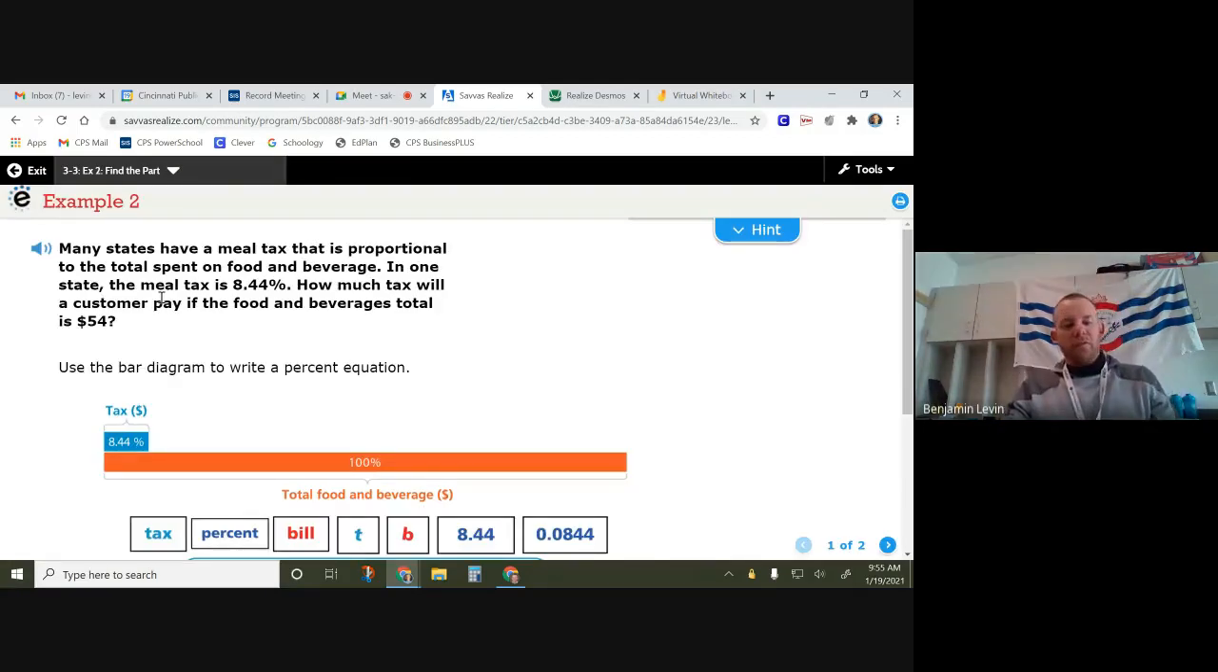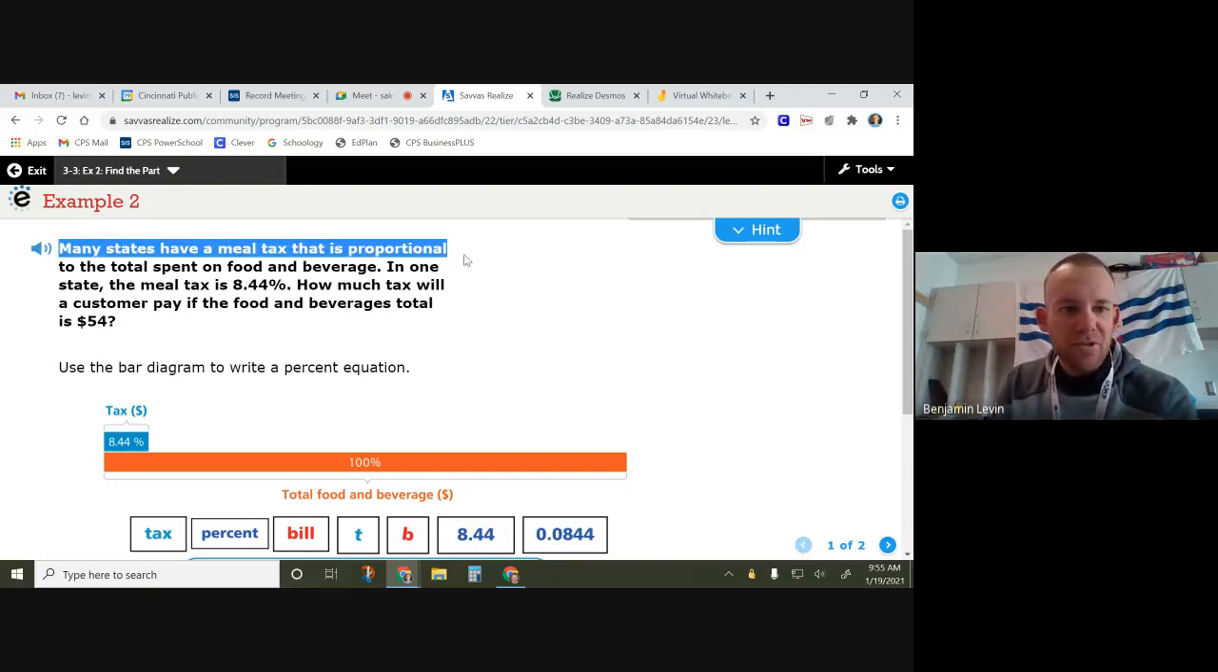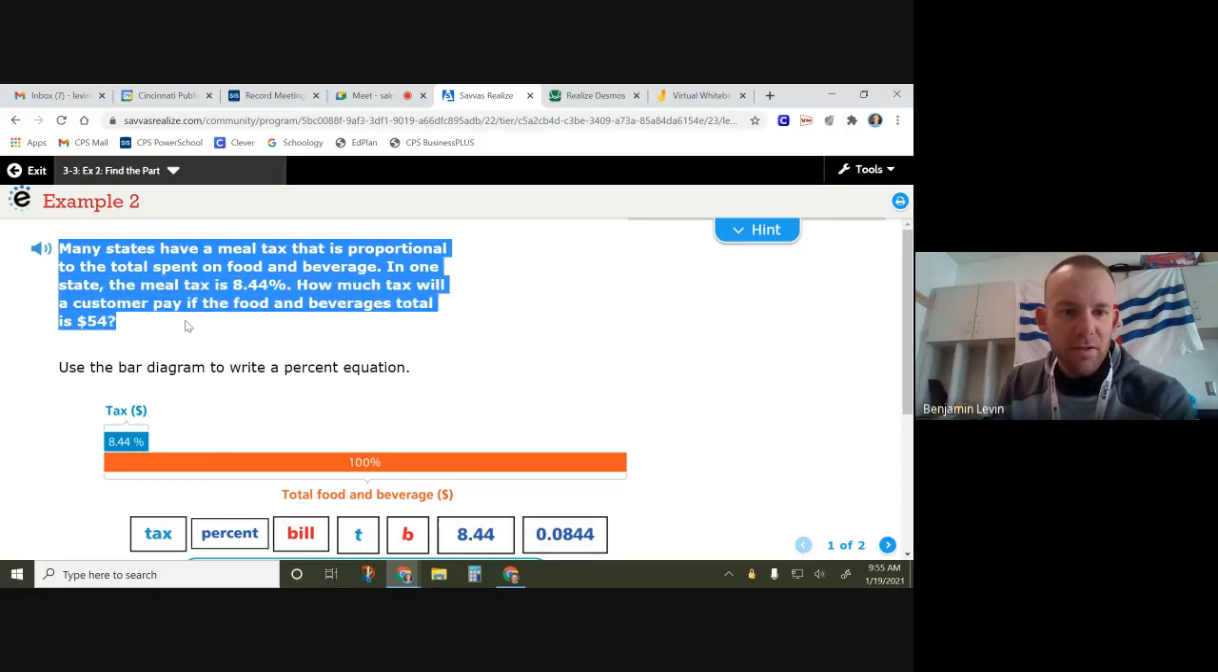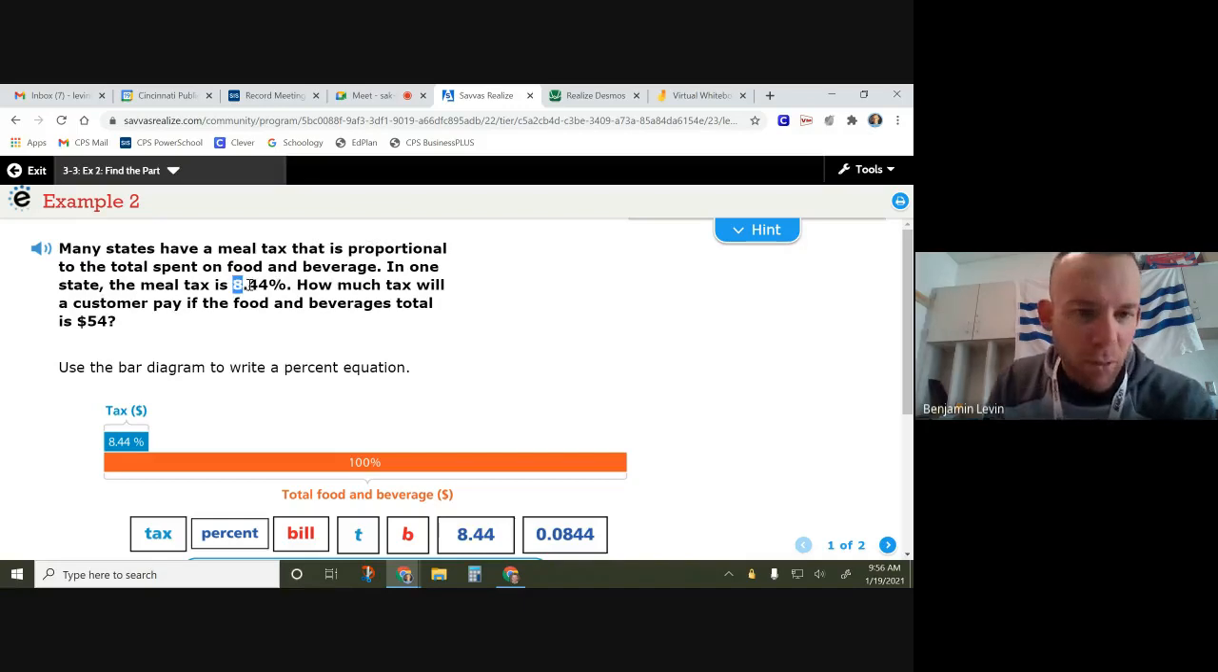This is finding the part. So it's going to give us the percent and it's going to give us the whole, and we need to find the part. Many states have a meal tax that is proportional to the total spent on food and beverage. In one state, the meal tax is 8.44%, which is really high.